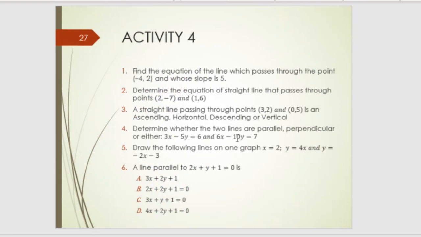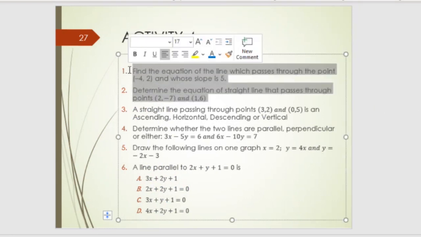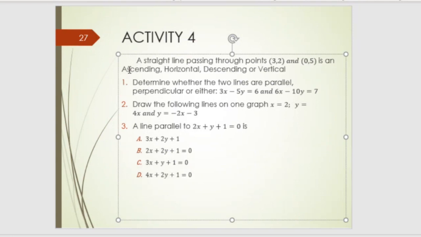Okay, the next one, it says a straight line passing through points (3, 2) and (0, 5) is an ascending, or it's a question. Is the straight line passing through the points (3, 2) and (0, 5) ascending, horizontal, descending, or vertical? Right?